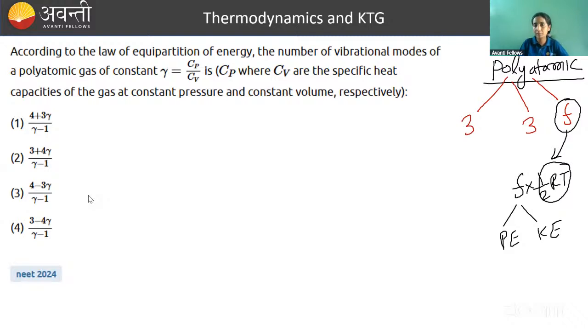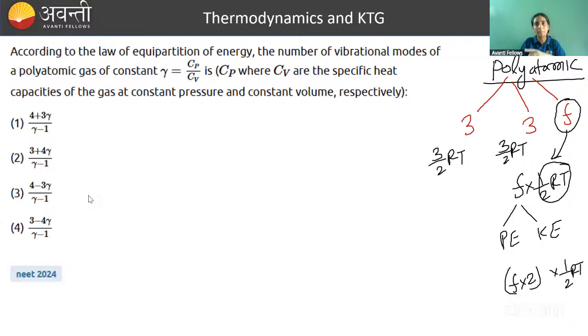Same mistake I did here while solving the question. If vibrational mode is F, then how much energy it will have? Simply first multiply it with 2 and then you write half RT. In case of translational mode, no worries. If it is 3, then energy is 3 by 2 RT. If rotation, no worries. If degree of freedom is 3, then energy is 3 by 2 RT.